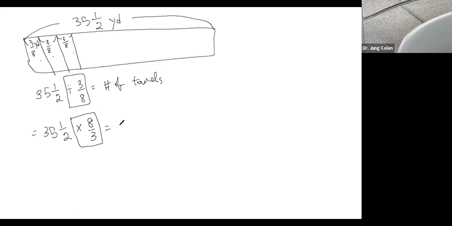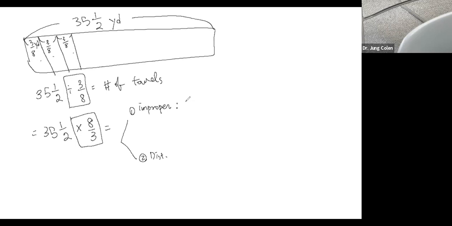Okay. Now, there are different ways we can think about this, but to me, I can think about two ways. So one, you can change that to an improper fraction, and you guys said you love to do that. Me and some of you, we like the distributive property. Okay, so let's do both of them for now.